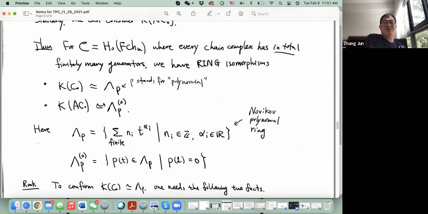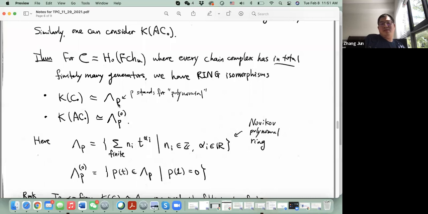Actually, it's not even a subset of lambda P. So what is lambda P? Lambda P is not mysterious. Lambda P is called the canonical polynomial ring. It will be like a polynomial over coefficients Z. The only thing is that the power here is in R, not in integers. This is very natural in symplectic geometry. Sometimes we have the filtration put on top of the T, and the filtration takes values in R.